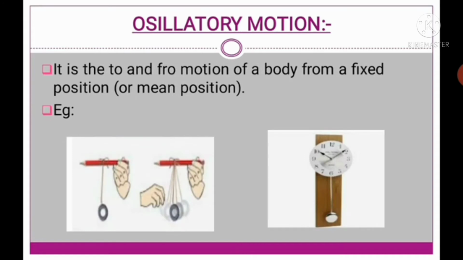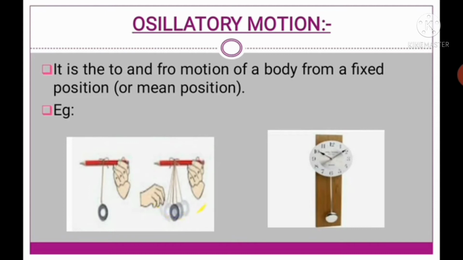Some objects move as a whole to and fro or back and forth along the same path without any change in shape. In such situations, the objects are describing oscillatory motion. The to and fro motion of a body about its mean position is called oscillatory motion. So, what is oscillatory motion? The to and fro or back and forth motion described by an object as a whole along the same path without any change in the shape of the object is called what?